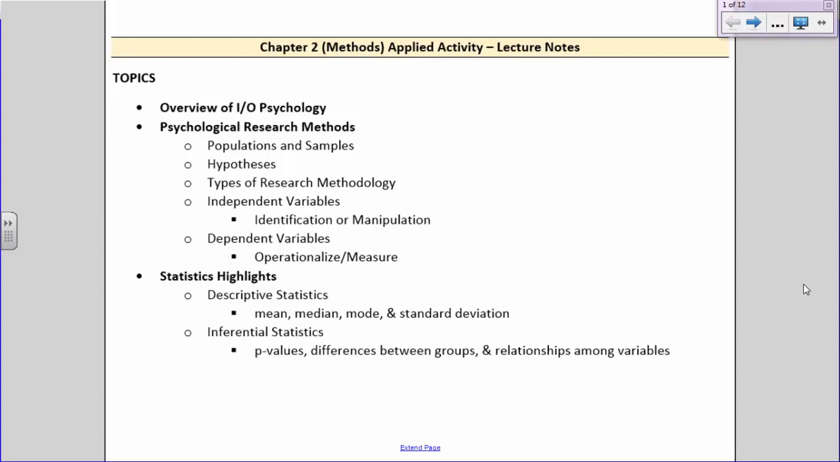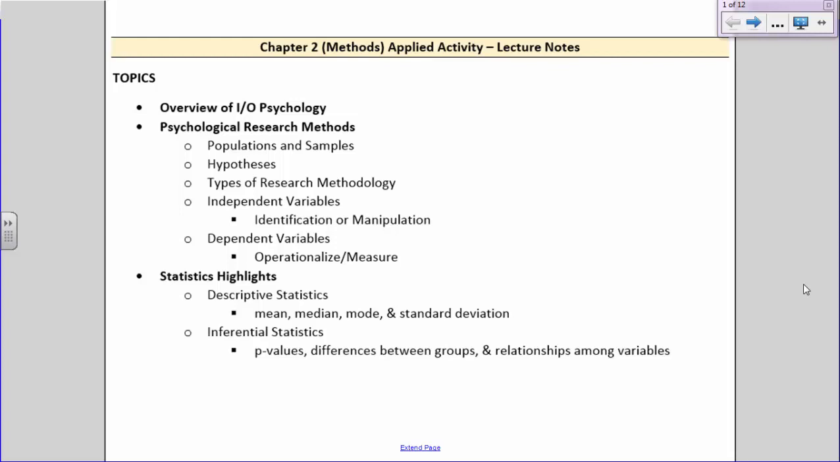So I'm going to start with a really very brief overview of IO psychology, industrial organizational psychology. If you want a more in-depth look into IO psychology and kind of what it's all about and the history of IO psychology, then read chapter 1 of your textbook. Then I'm going to spend most of my time on research methods and statistics.